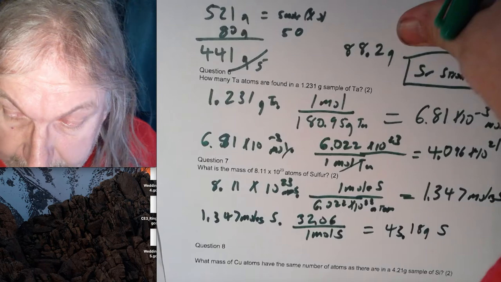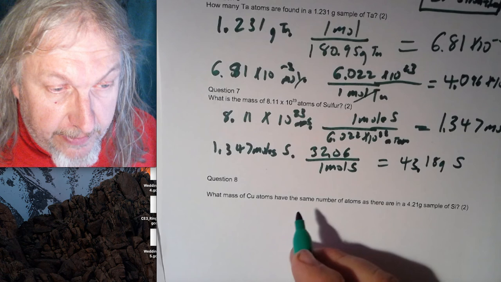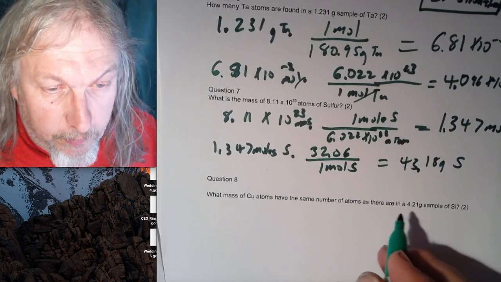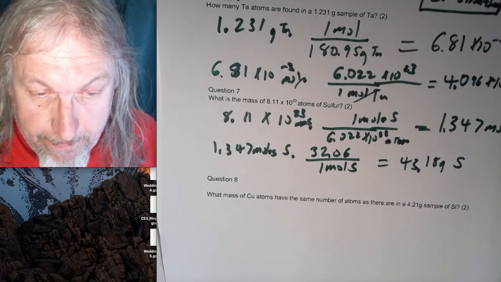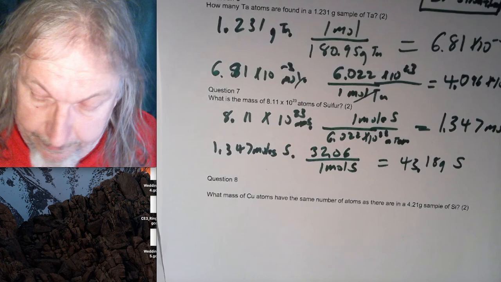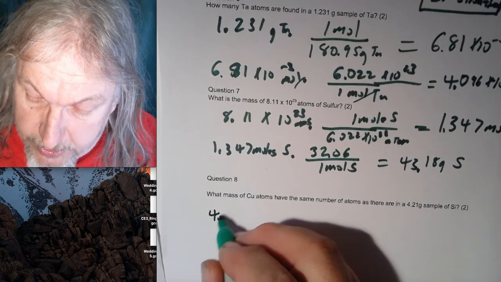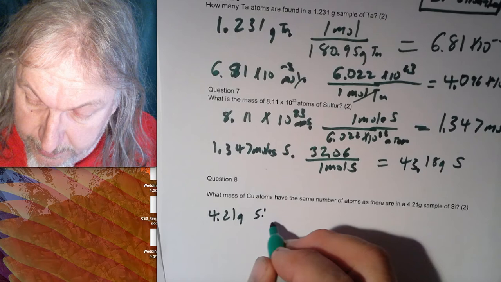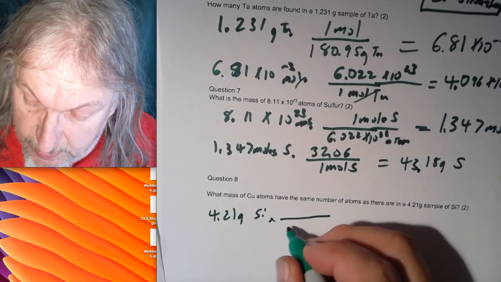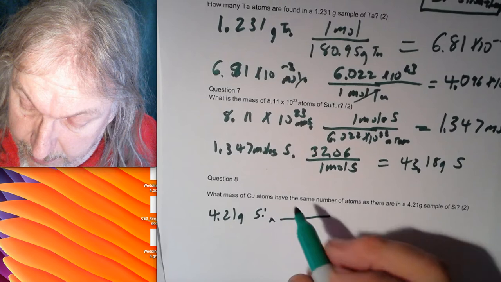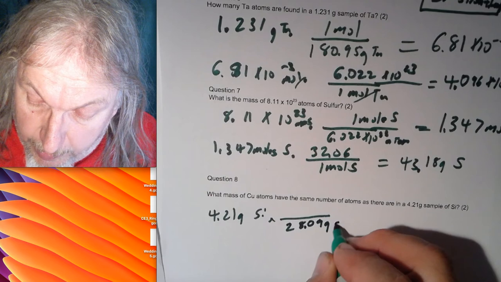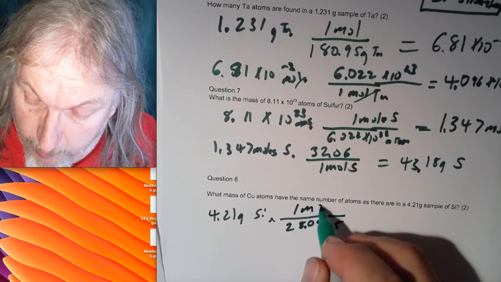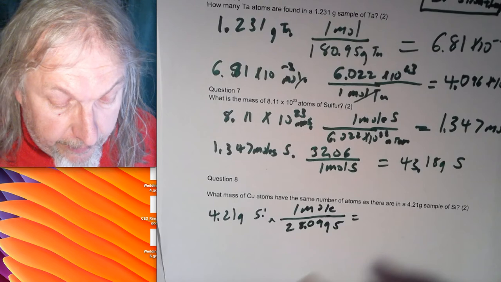I think we got time for 8. Let's get these. These are pretty easy. Let's see. What mass of copper atoms have the same number of atoms as are in a 4.21 gram sample of silicon? Now I've got to think here. I've got to get the number of moles, right? So if I got a 4.21 gram sample of silicon, and I look at my atomic mass of silicon, that's 28.09 grams of silicon in 1 mole. And that's going to give me the number of moles, right?